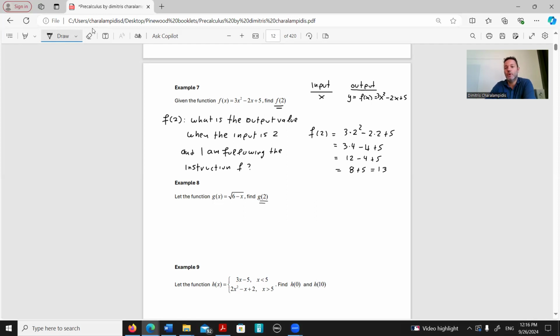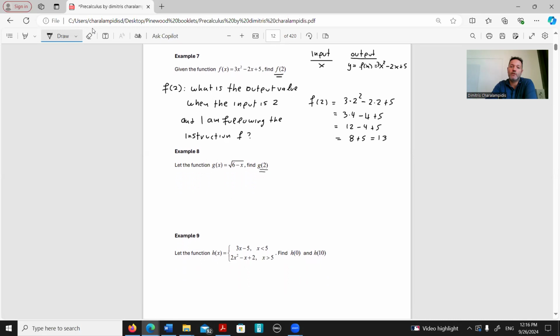So f of 2, in other words, the corresponding output value when the input is 2, is the value of 13. Let's move to another one. This time, the naming has simply changed. Instead of having a set of instructions going by the name F, we have a set of instructions going by the name G. But the concept remains the same.